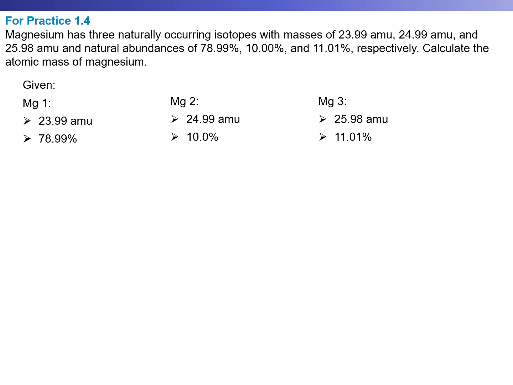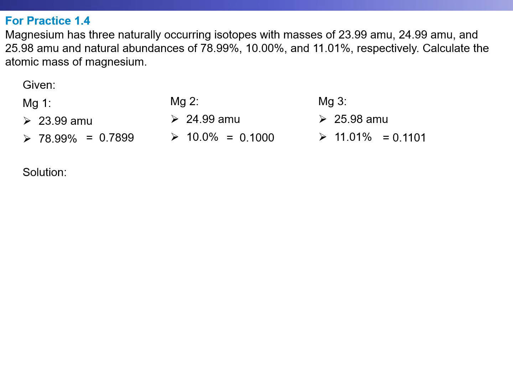Now, it's always easier to eliminate the percentages and just go ahead and put those into decimals. The way that you do that is you take your value in percent and divide it by 100. So for our first value, 78.99%, that's going to become 0.7899. For our second value, 10%, divide it by 100, and it becomes 0.1000. And for the third one, 0.1101. Now at this point, we're ready to go.